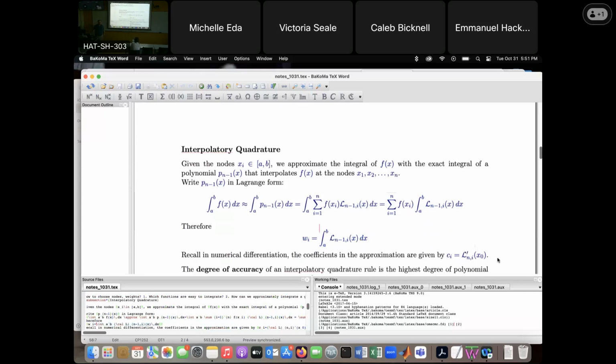So anytime you're trying to solve some problem for some function f, and you want an approximation as a linear combination of f values, then the coefficients in your linear combination would be that problem solved for Lagrange polynomials.